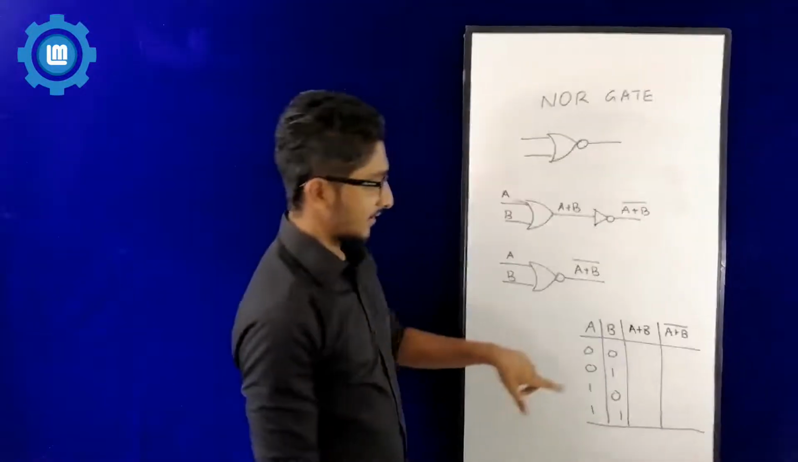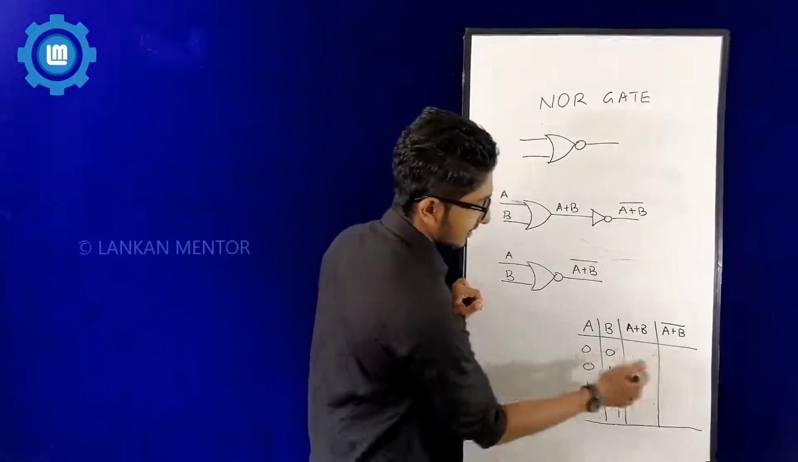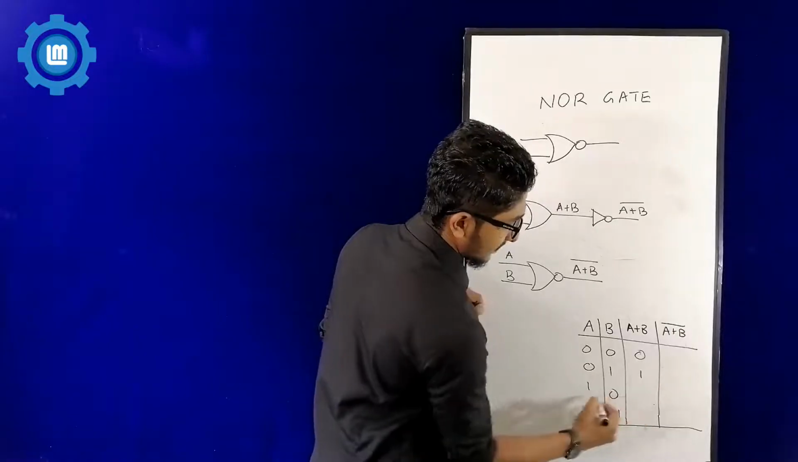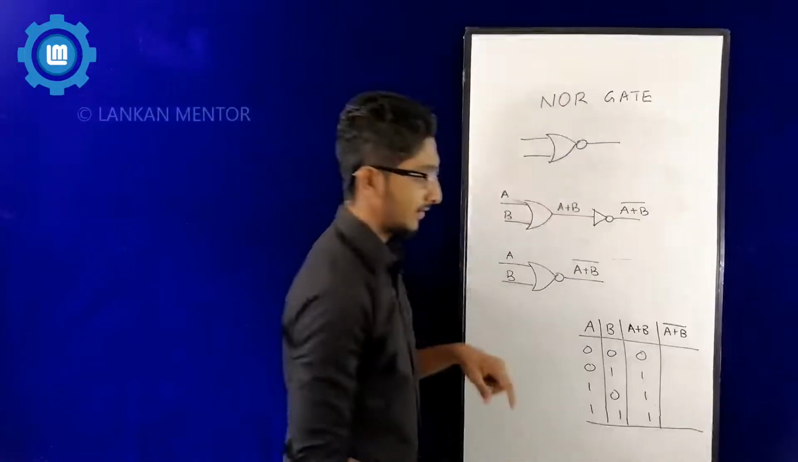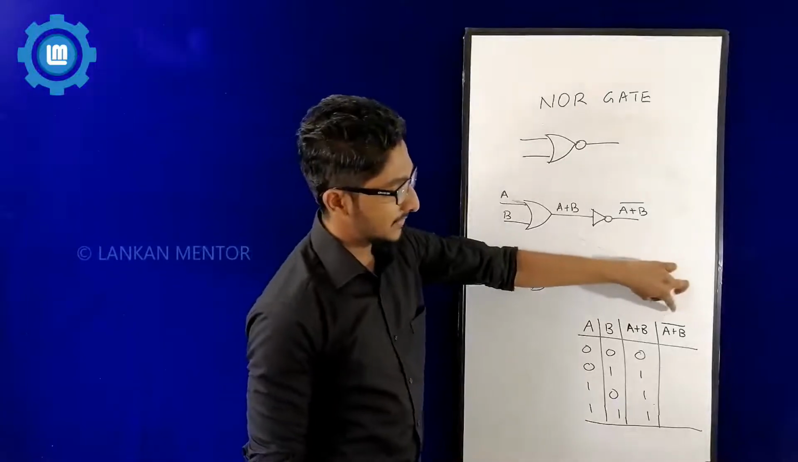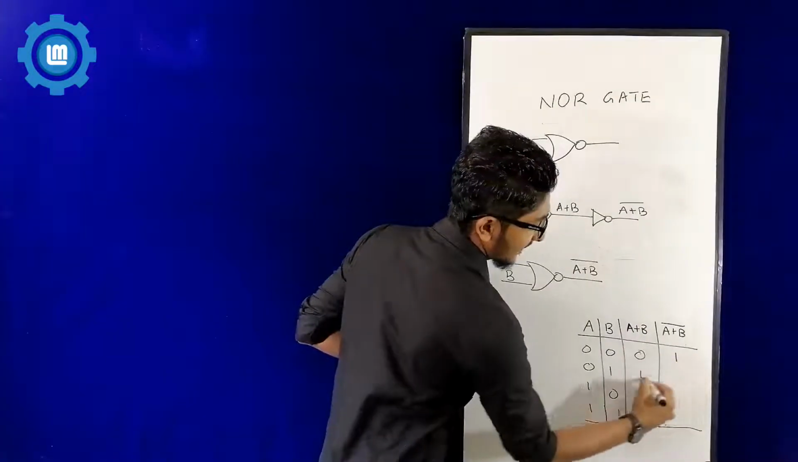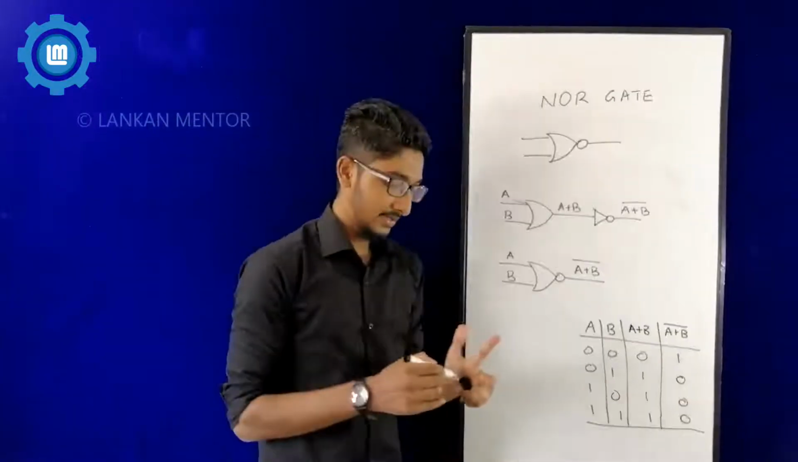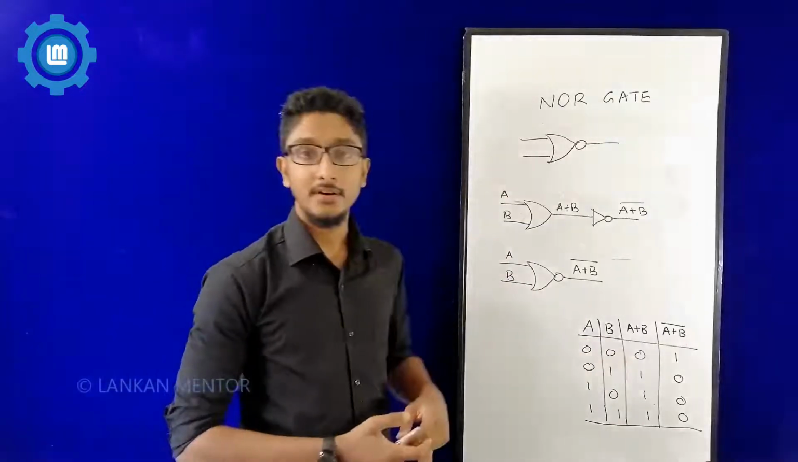So now we'll do the calculation. A plus B: 0 plus 0 is 0, 0 plus 1 is 1, 1 plus 0 is 1, 1 plus 1 is 1. Now you have A plus B bar, which is the opposite: 1, 0, 0, 0. That's it. That is the truth table for the NOR gate.